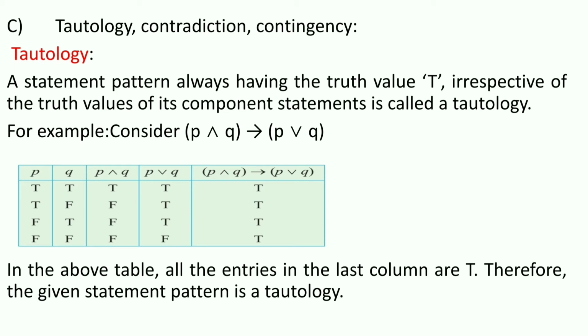For example, consider (p and q) implies (p or q). Here the truth table is given: p is true, true, false, false; q is true, false, true, false; p and q is true, false, false, false; p or q is true, true, true, false; and the final answer (p and q) implies (p or q) is true, true, true, true. In the above table, all the entries in the last column are T, therefore the given statement pattern is a tautology.